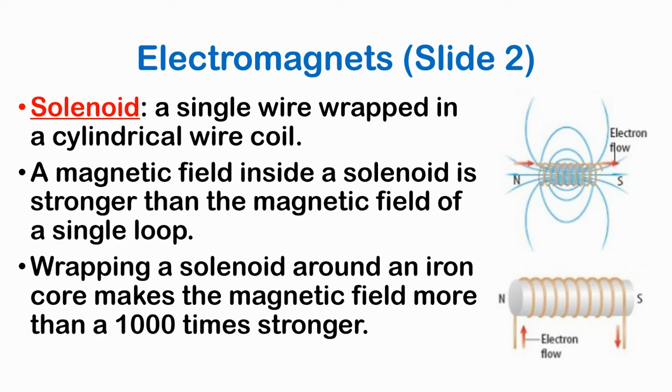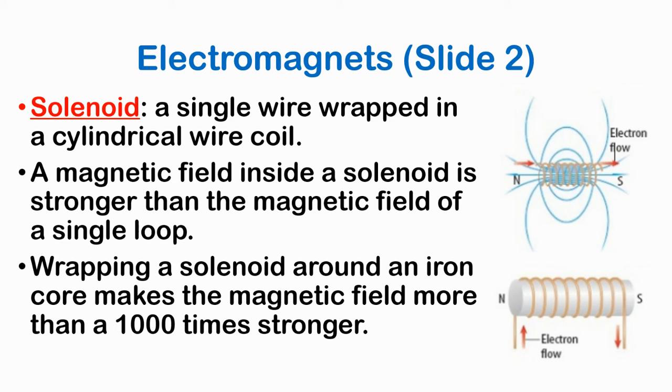But the magnetic field inside a solenoid is stronger than the magnetic field of a single loop. So it looks like we're getting stronger and stronger. A single straight wire is the weakest magnetic field. Then a wire with one loop is a little bit stronger than a straight wire. How can we make it stronger? Well, we turn it into a solenoid. Remember, a solenoid is that wire with many loops.